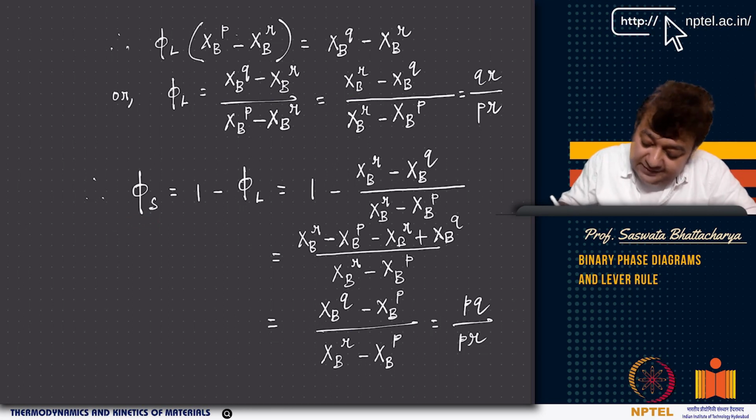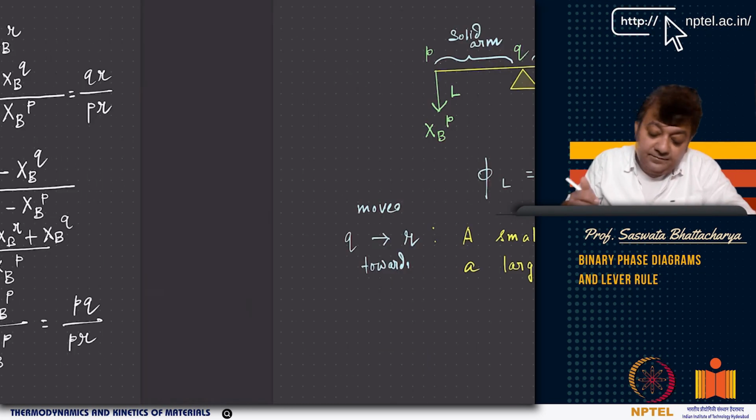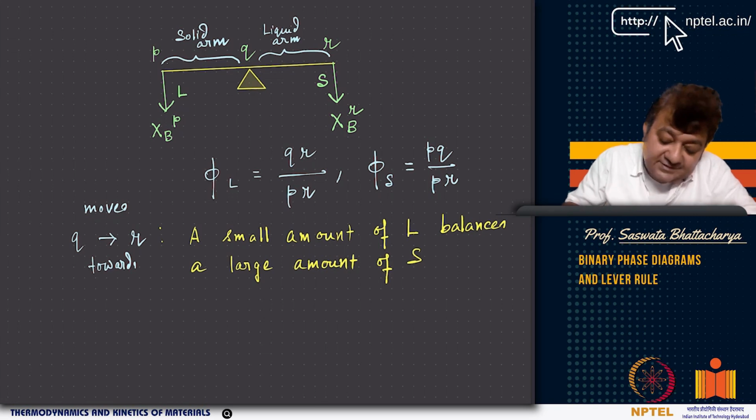So if you look at that, why is it called the lever rule? Because you have Q, which is the alloy composition, which is your fulcrum, and you have P, which is your equilibrium solid composition, and R is the equilibrium liquid composition. This is the liquid arm and this is the solid arm. Now as you can see, phi L is the liquid arm by the total length of the lever. The total length is PR, and phi S is basically the solid arm by PR.